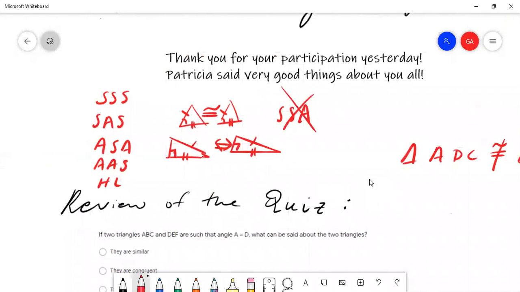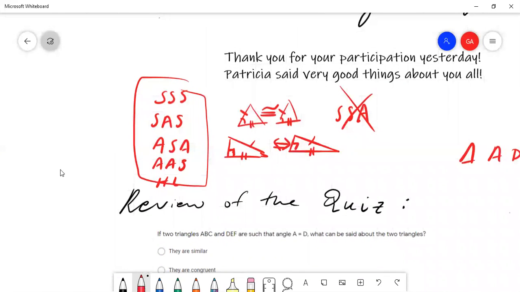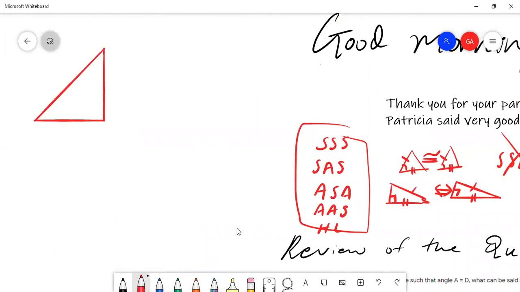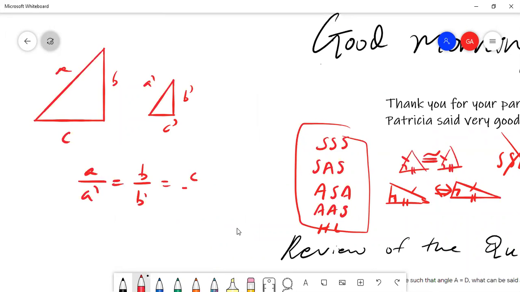So side-side-angle does not work, but these are the congruence conditions. And you also talk about similarity, and really similarity is more simple. All you need is that the ratios of corresponding sides are equal. So if I have this big triangle and this little triangle, with vertices B prime, C prime, these are similar if A over A prime is equal to B over B prime, which is equal to C over C prime. Sometimes people call this K, or some scaling factor. Basically similar figures are just scaled up or scaled down versions of each other.